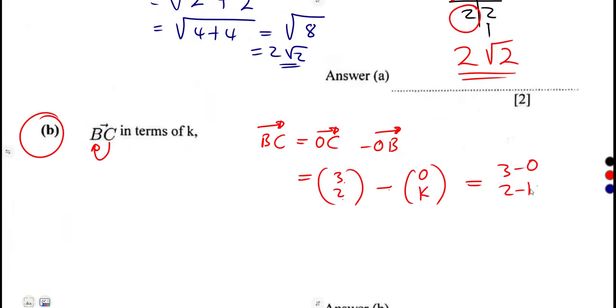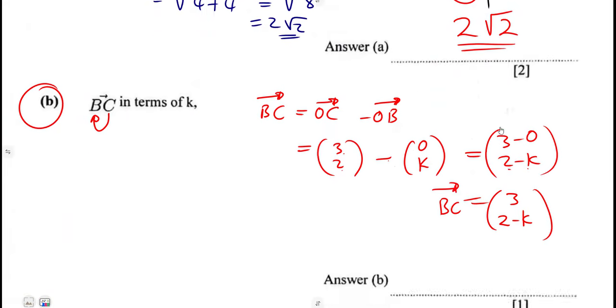2 minus what? 2 minus K. So 3 minus 0, that's a 3. 2 minus K, you cannot simplify that, so it remains like this as it is. So this is our vector BC. All right.